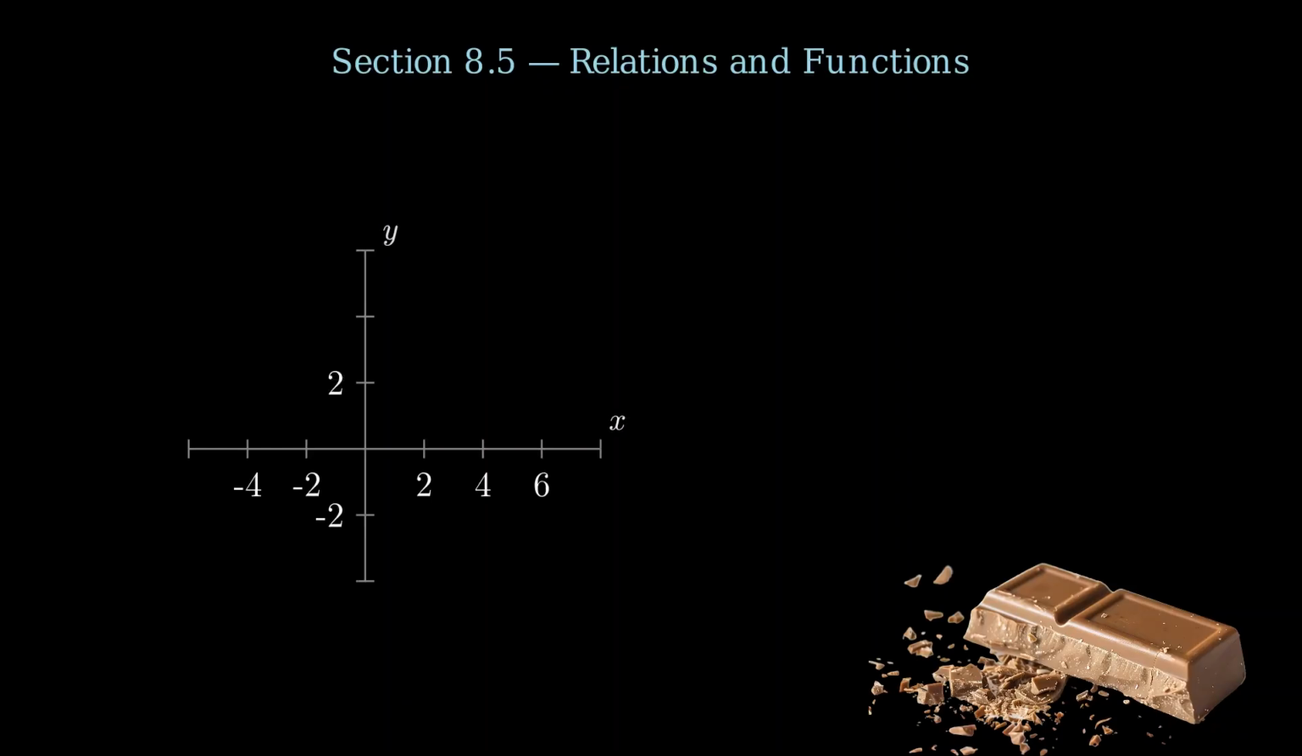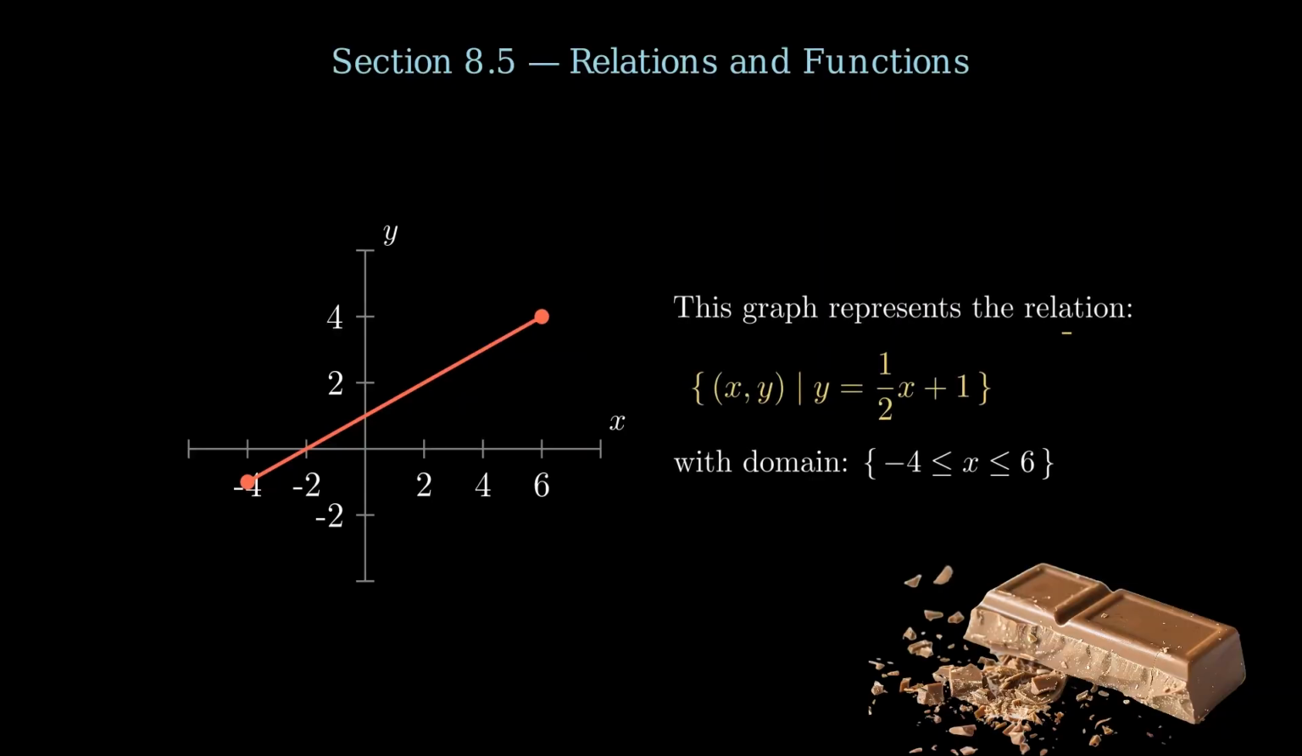Let's look at a creative example. This graph represents a continuous relation. The relation is defined by y equals 1 over 2x plus 1. The domain is restricted from -4 to +6. Notice how the solid line smoothly connects the starting point and the ending point.